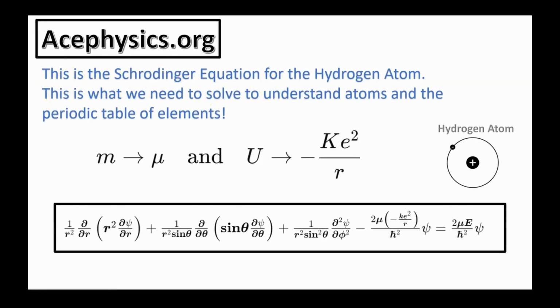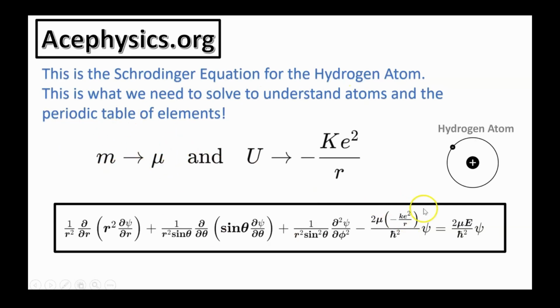This is the Schrödinger equation for the hydrogen atom. All we've done is we've taken the potential energy and replaced it with the specific potential energy for the hydrogen atom. This term here is negative k e squared over r. And then you replace mass with the reduced mass. This is a little bit beyond the scope of this lesson.